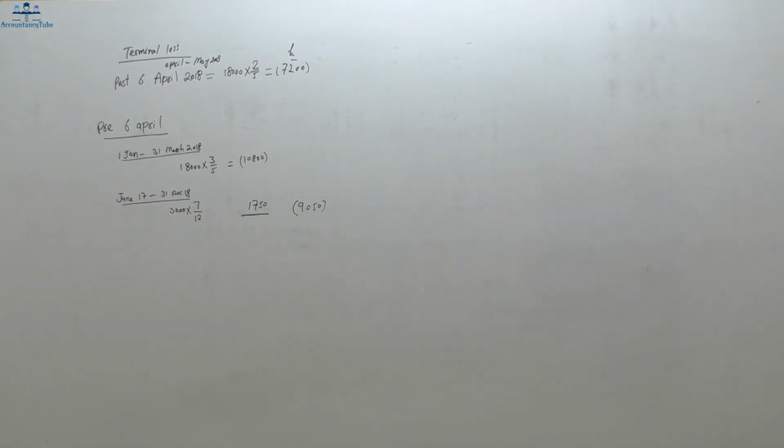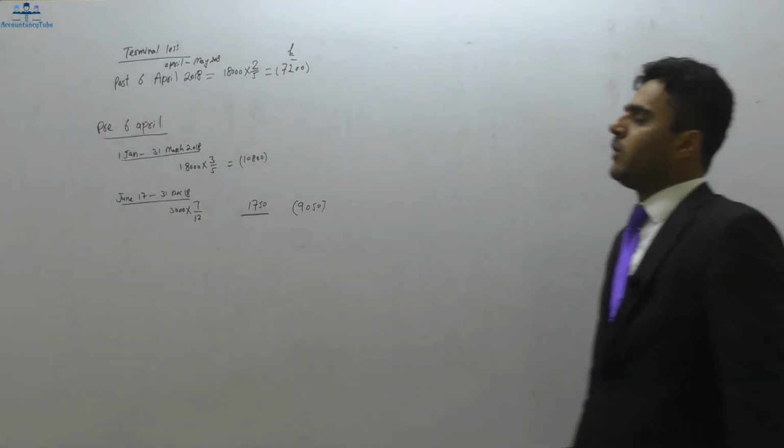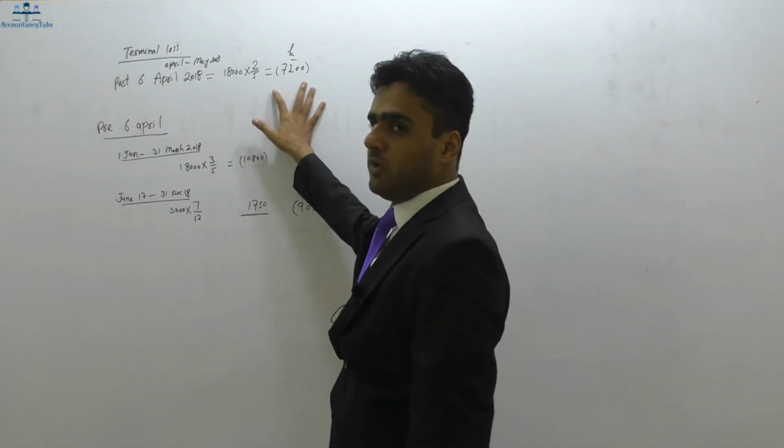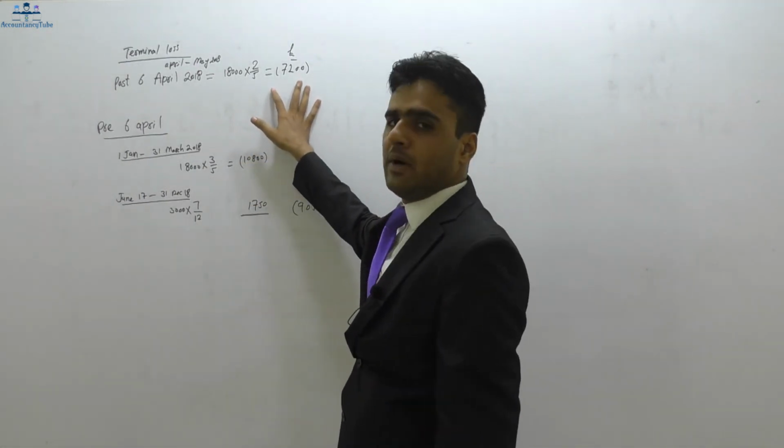One is post 6 April and the other is pre 6 April. And in the post 6 April or the pre 6 April, if there is a net loss, then we'll take the loss amount. However, if it is a profit, then we'll take the amount as 0. Now in the post 6 April there was a loss of £7,200. We have taken that loss amount.